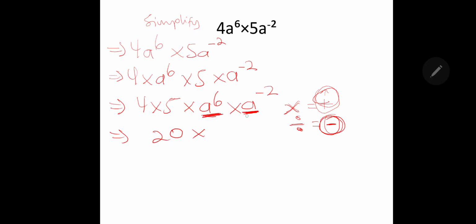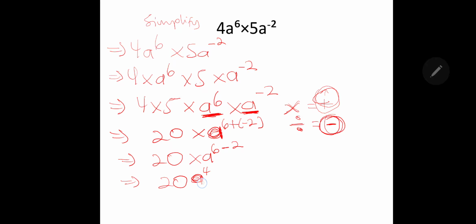Good. So here is the first law. When two same bases are multiplying, you add their index. So 6 plus negative 2. So this means you have 20 multiplying a to the power 4, so 20a to the power 4. And this is your answer. Do you understand? Good. If you have any questions, you can drop them in the comment section. I'll be glad to address them for you.